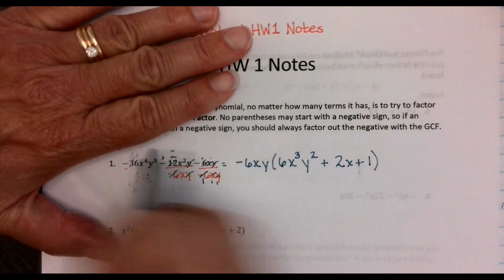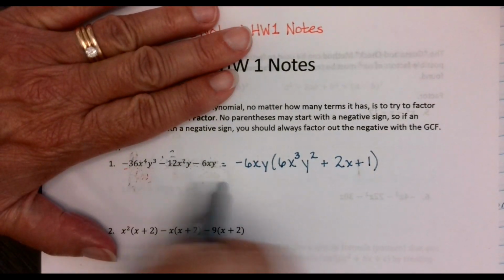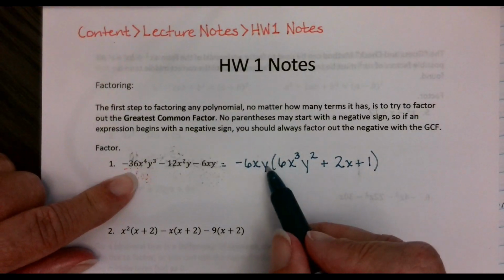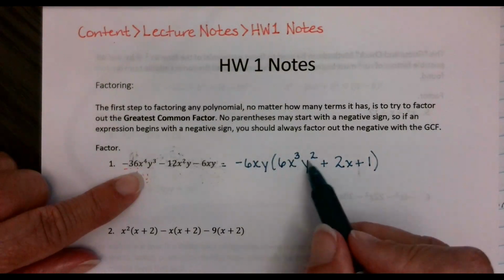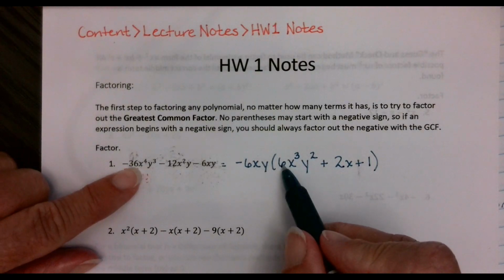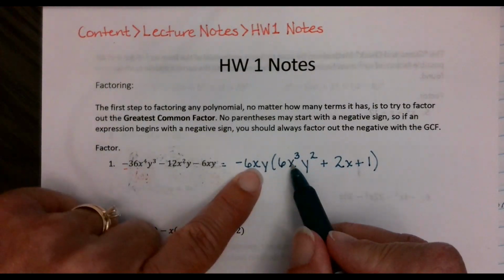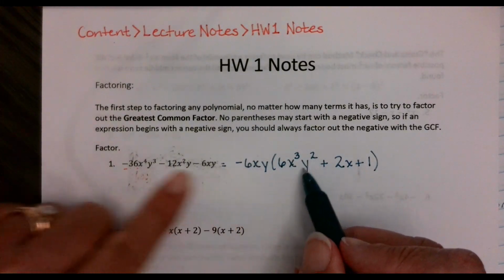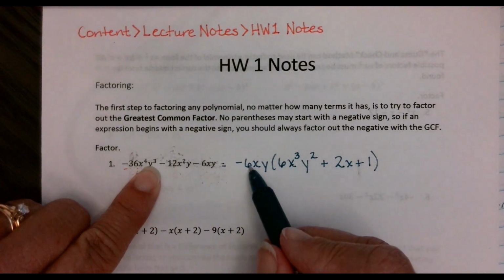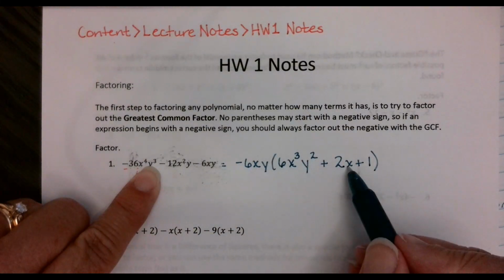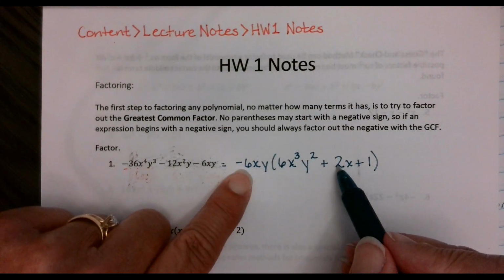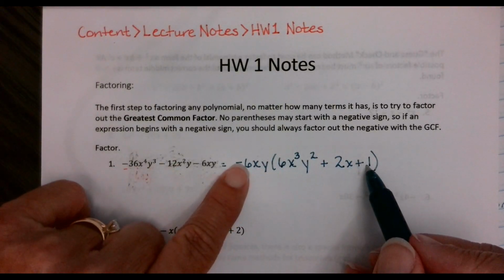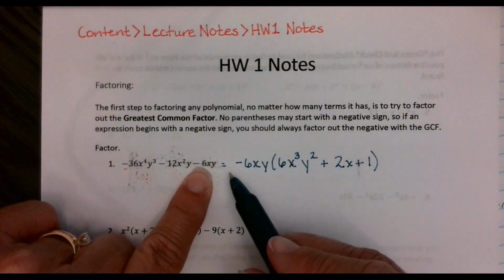Oops, sorry, it's going to be kind of messy now. But when I multiply it out, I should end up with this: negative 6xy times 6x cubed y squared gives me negative 36. x times x cubed gives me x to the fourth, and y times y squared gives us y to the third. Then negative 6xy times 2x is going to give us negative 12x squared y. And then this times 1 is going to give us a negative 6xy.